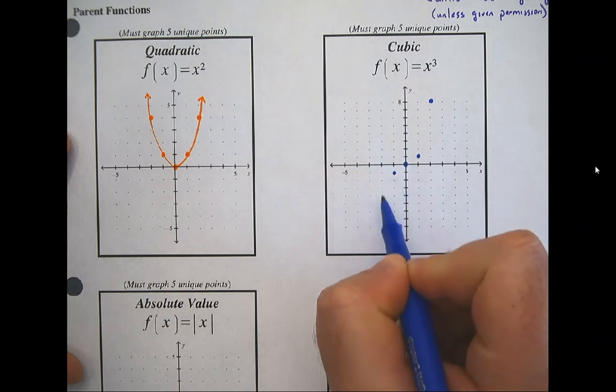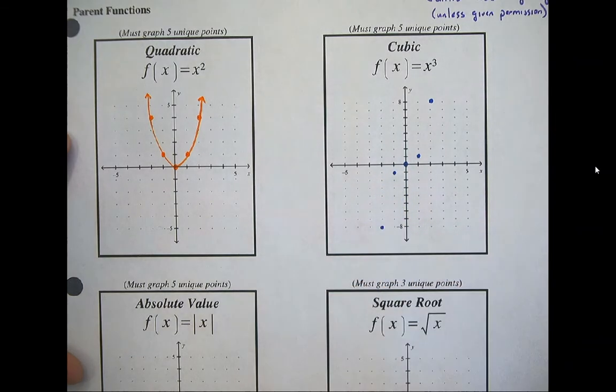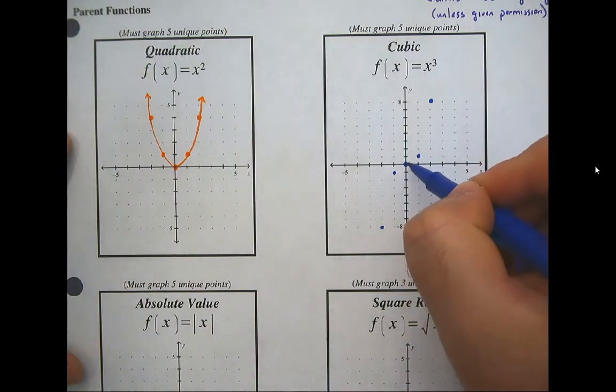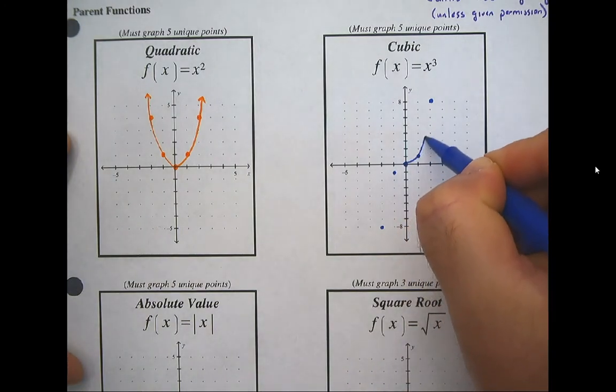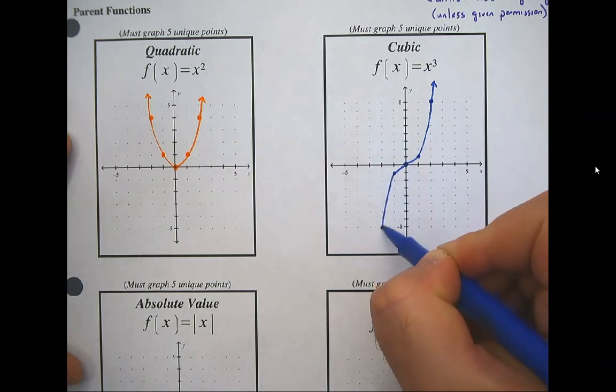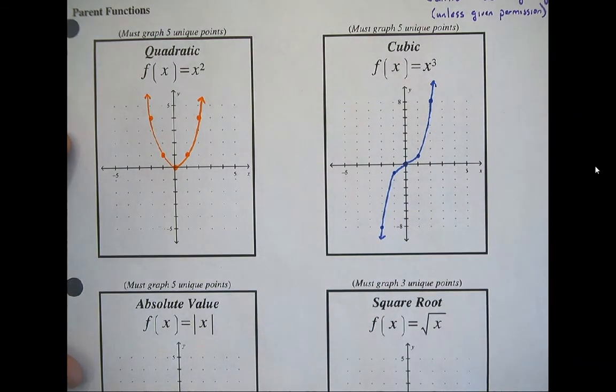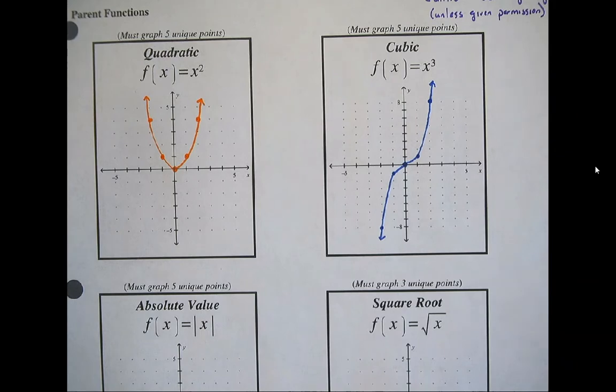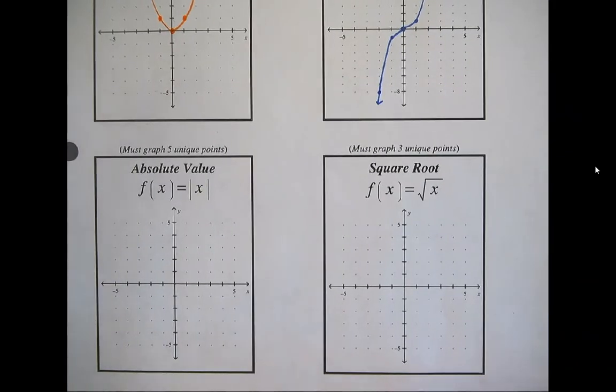1, 2, 1, 2, 3, 4. And I would get -8 when I plug in -2. So this is the parent function for cubics. The cubic parent function. Let's move on to absolute value.